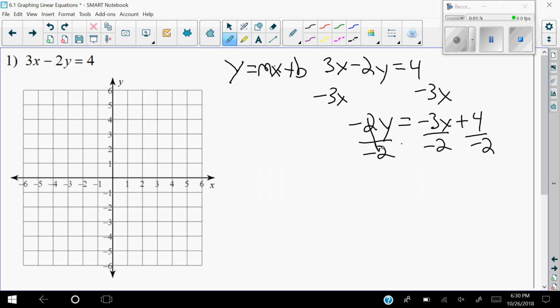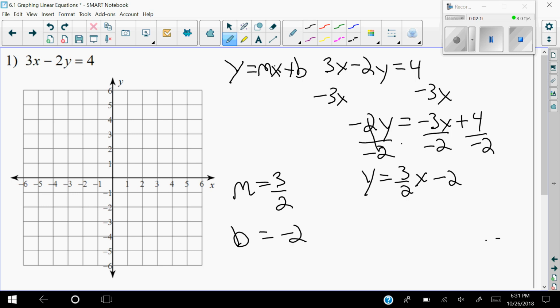Right. So they'll cancel out, and that's going to leave us with y is equal to a positive 3 over 2 x. And then positive divided by a negative is a negative, so that's going to be negative 2. Okay, now we have this in our slope-intercept form. So we know that the m is equal to 3 over 2, and our y-intercept is equal to negative 2. And you can write that y-intercept, meaning that's where it crosses the y-axis, as 0, comma, negative 2.